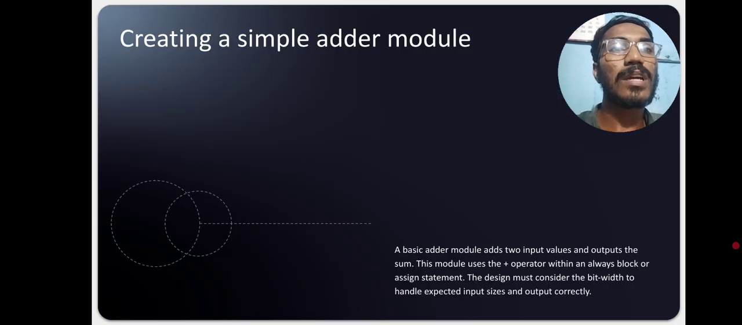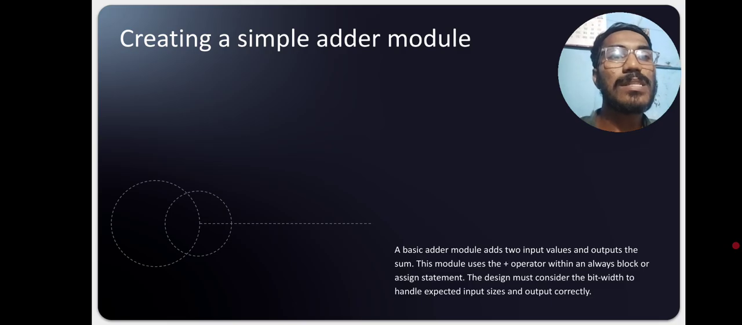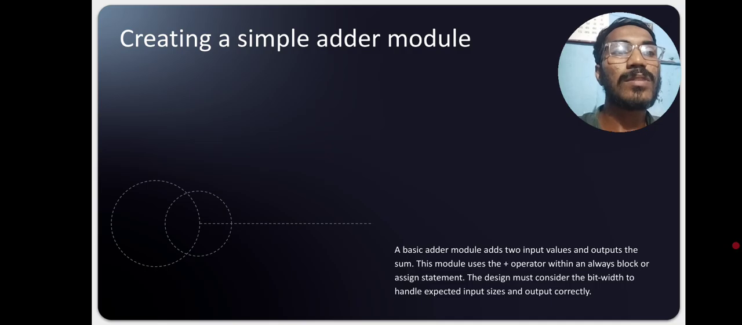Creating a simple adder module. A basic adder module takes two input values and outputs the sum. The sum uses the plus operator within an always block or assign statement. The design must consider the bit width to handle the expected input size and output correctly.